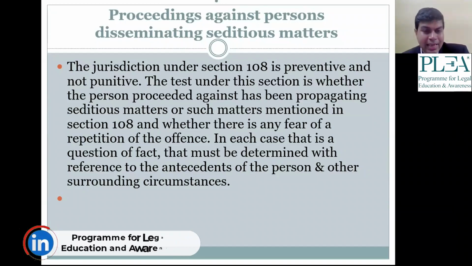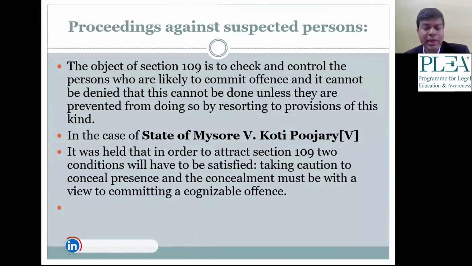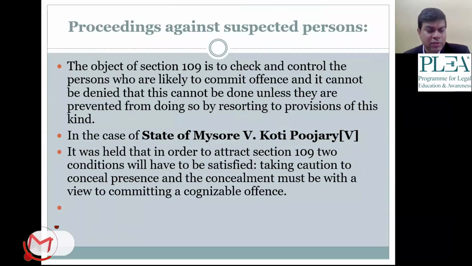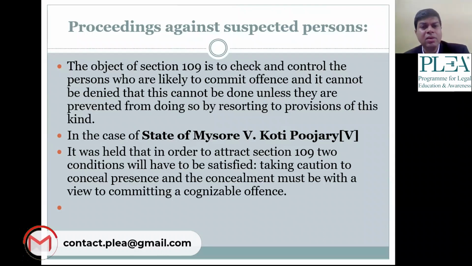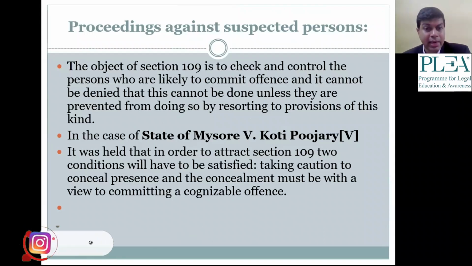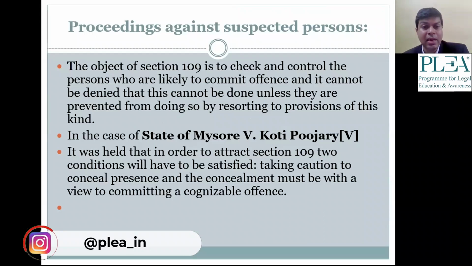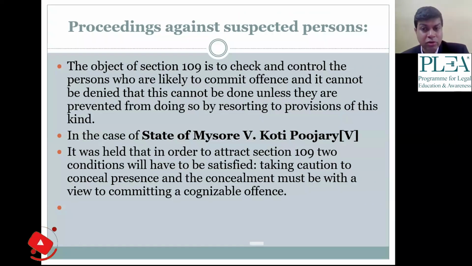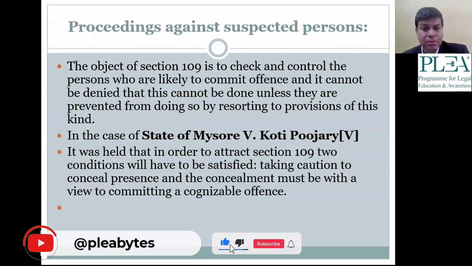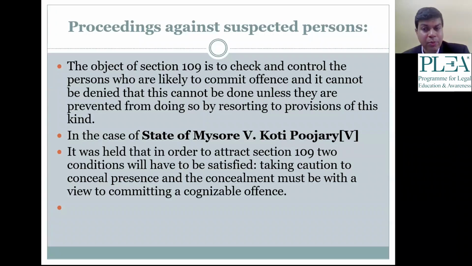Then moving with the next slide, that is proceeding against suspected persons. The object of section 109 is to check and control the persons who are likely to commit an offense. And it cannot be denied that this cannot be done unless they are prevented from doing so by resorting to provisions of this kind. In the case of State of Mysore versus Koti Pujari, it was held that in order to attract section 109, two conditions will have to be satisfied. That is taking caution to conceal presence, and the concealment must be with a view to committing a cognizable offense.